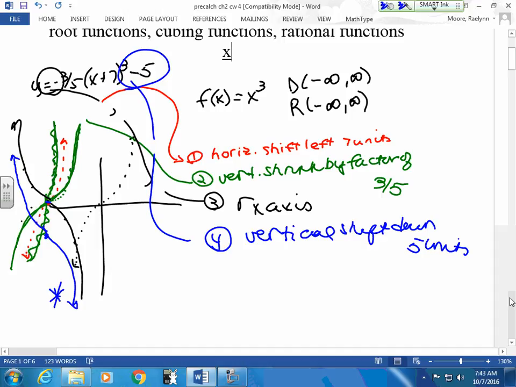Do you guys remember putting your quadratics in vertex form? It was x minus h squared, there was an a out here, plus k. Do you realize these are your transformations? Because this is your horizontal shift, this is your vertical shift, and this is your stretch or shrink. So when you put it in vertex form, it's the same thing.